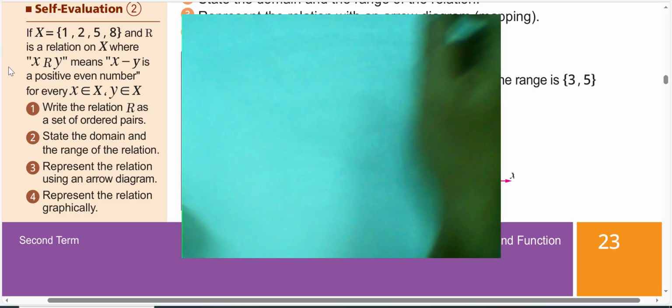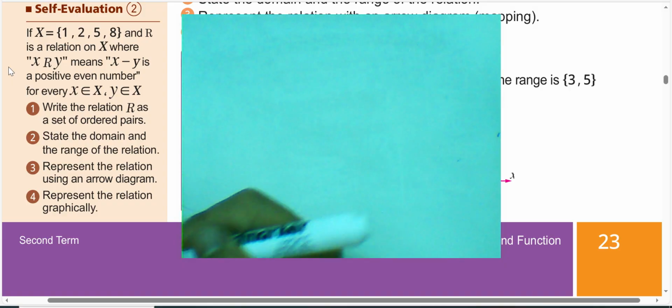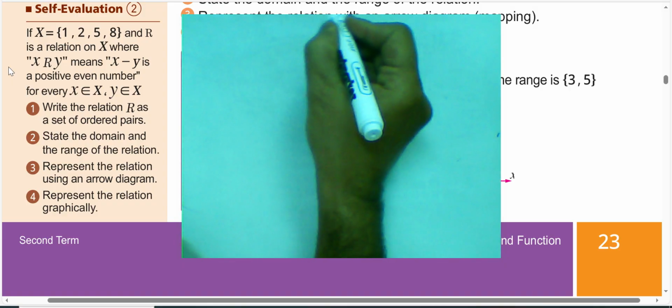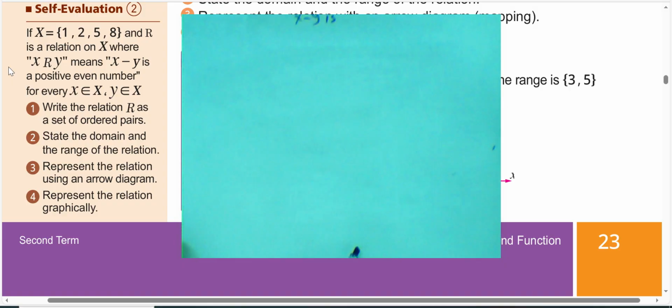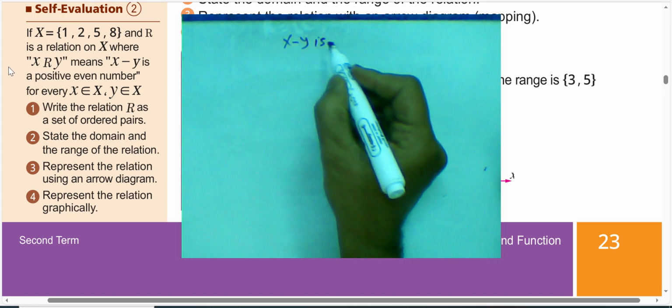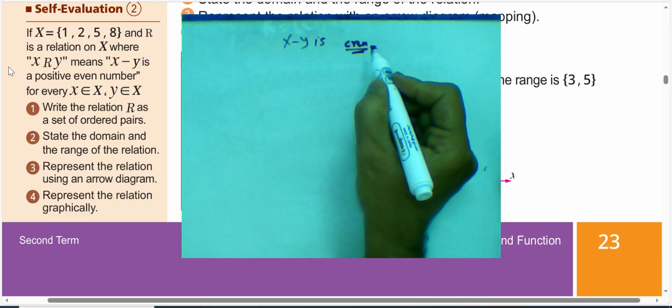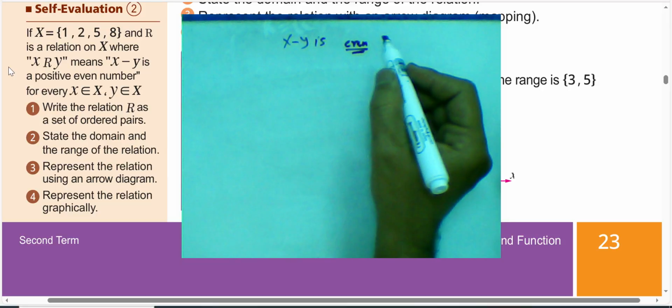It means x minus y is a positive even number. The answer must be a positive even number. We have an even number and also positive.